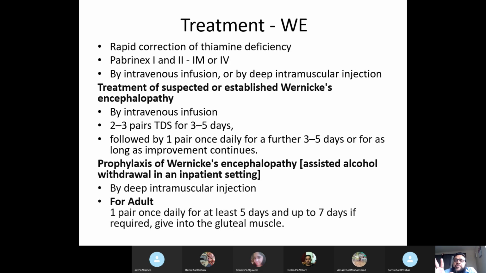And I have worked to find out what could be the alternative and what dose will be the alternative for Pebrinex. So one pair, like 2 injections, once daily for at least 5 days. That's for prophylaxis. But if the patient is delirious, they are in alcohol withdrawal, even withdrawal or delirium tremens, then I would give 2 to 3 pairs TDS for 3 to 5 days.